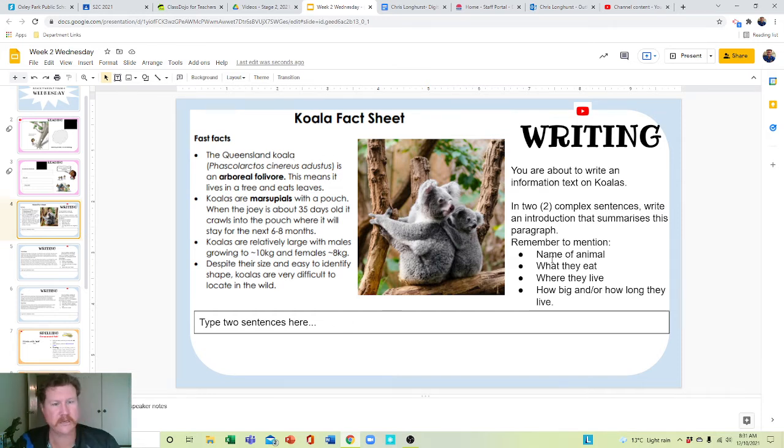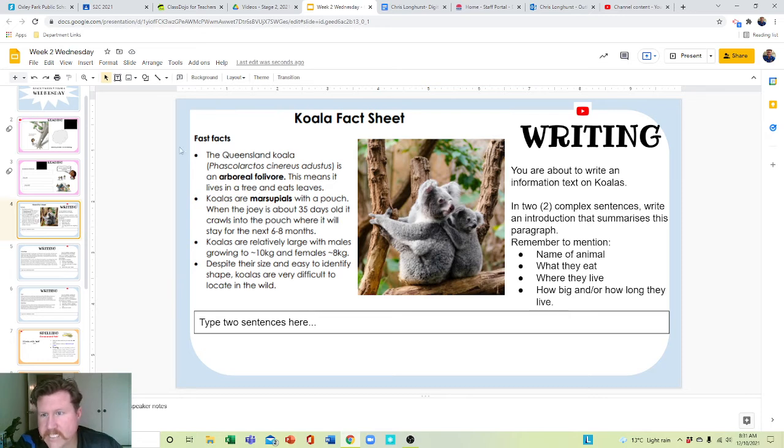Remember to mention the name of the animal, obviously, what they eat, which is in there, where they live, and how big and or how long they live. How big they are or how long they live. So it's about where they live and how big they are or how long they live. So you can do one or two things.